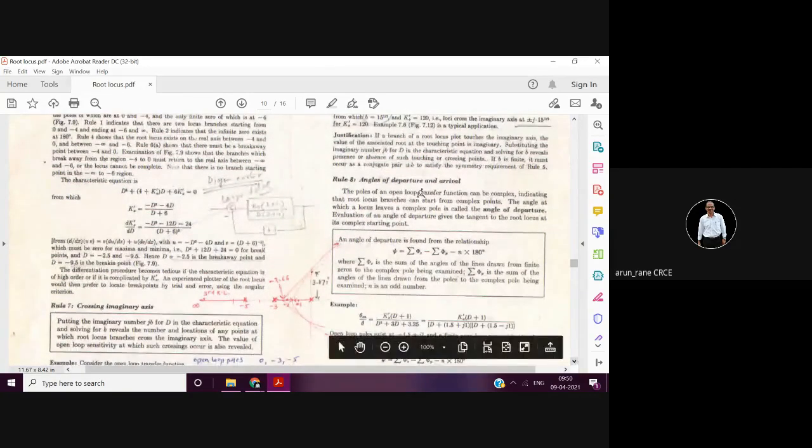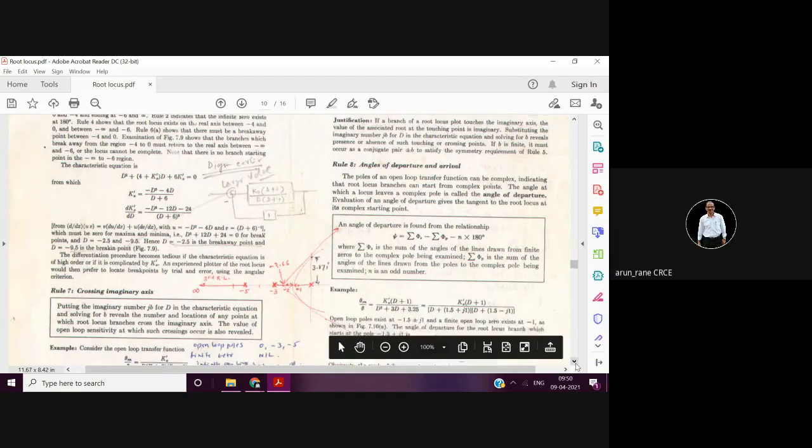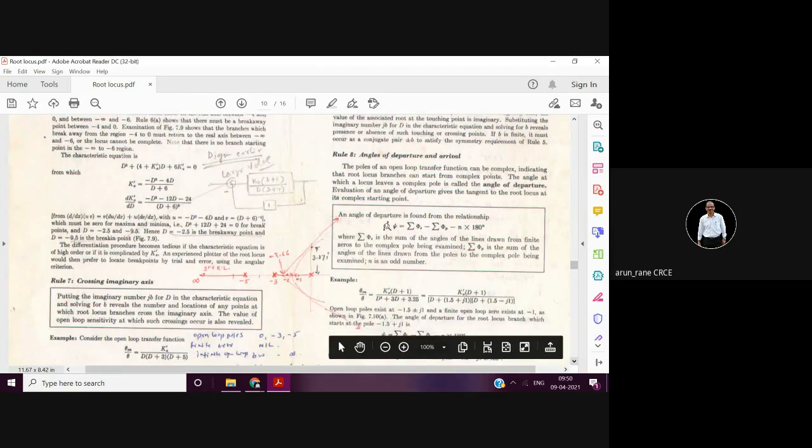Now you have angle of departure and angle of arrival. This is in case of complex poles. If we have poles which are complex, then this rule is applicable: angle of departure and angle of arrival. So angle of departure is found by this relation: psi is equal to summation of phi z minus summation of phi p minus n into 180 degrees.